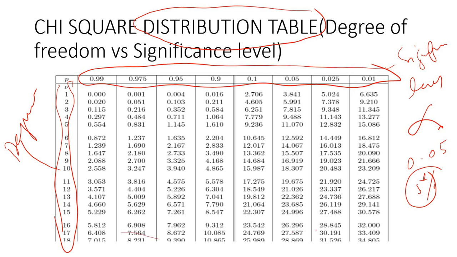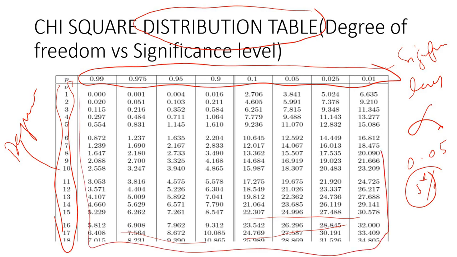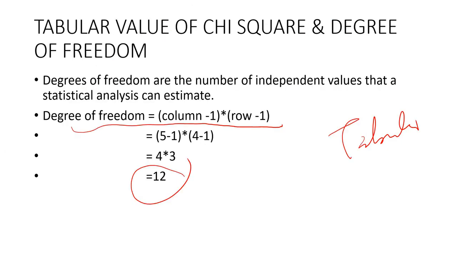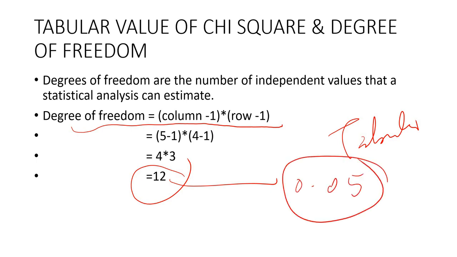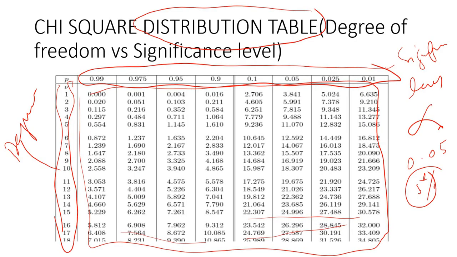Then what are all these values? These are all the chi-square values. In the whole data, it is given as the chi-square value. So you got it. So we need to find out, for a degree of freedom of 12 and for a significance level of 0.05, what is the chi-square? That is the tabular value of chi-square. That is the unique value of chi-square for this degree of freedom and this significance level. So let me see from the table.